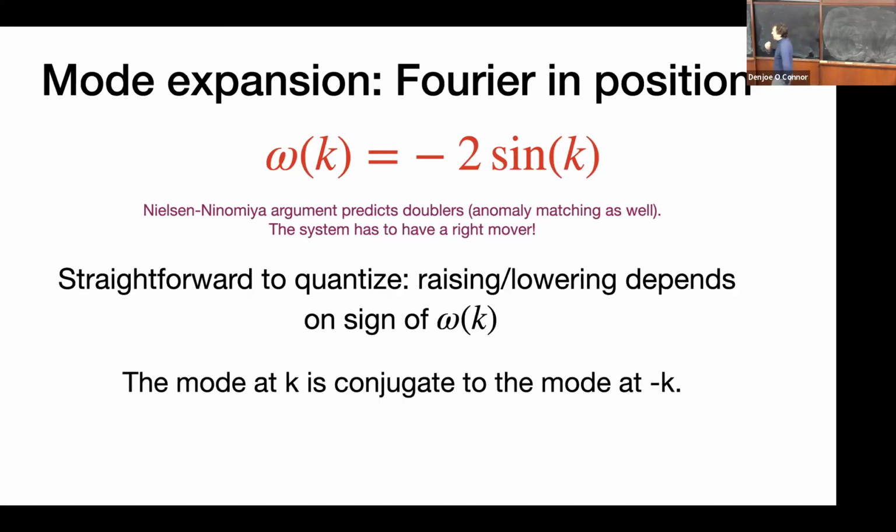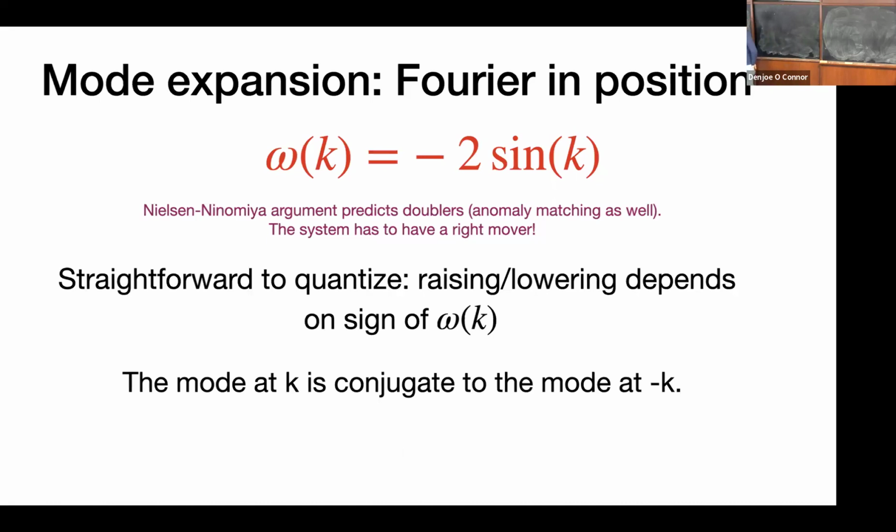Instead, what we have is that omega of k is a single valued function of k, which is -2 sin k. If you're familiar with the doubling problem for fermions, the fact that there are two zeros here in omega, at k equal to 0 and k equal to pi, the fact that there are two crossings, this is what people would call the doubler. So this is the statement that the doubler of the left moving boson is the right mover.